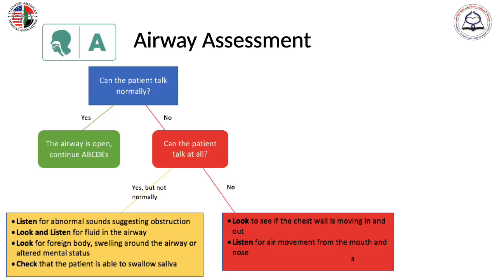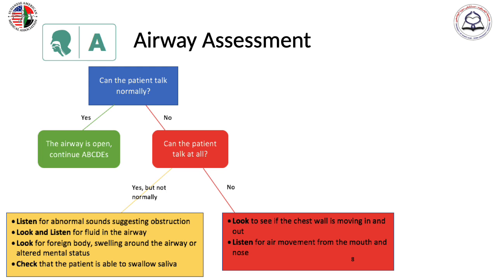The first thing, you assess the airway. Make sure the airway is patent. One of the clues that the airway is patent is that the patient is talking normally. If he's talking normally, then the airway is patent, and you move to the other elements of the ABCD approach. If not talking normally, is he talking? Does he talk at all? If no, look to see if the chest wall is moving, that is, he is moving air in and out, and listen for air movement from the mouth and nose.